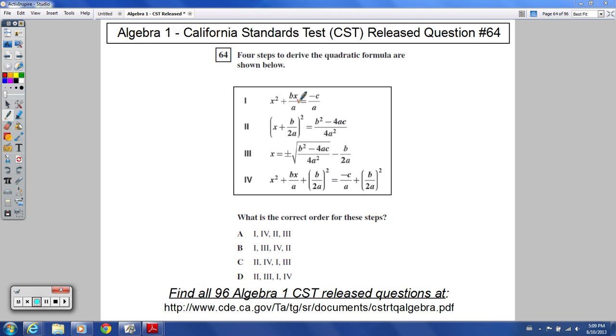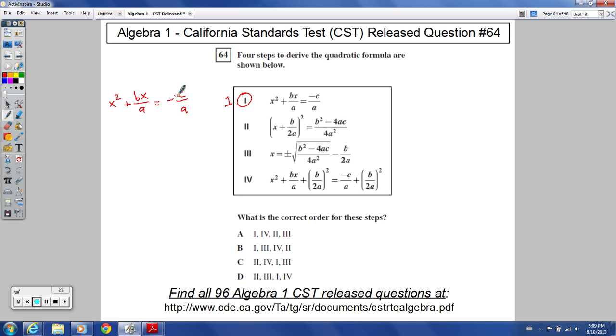It looks like this one is less complicated, less changed than this one. So I would say let's start here. This is the first thing, so I'm going to write that off to the side over here: x squared plus bx over a equals negative c over a. And so what would come next?